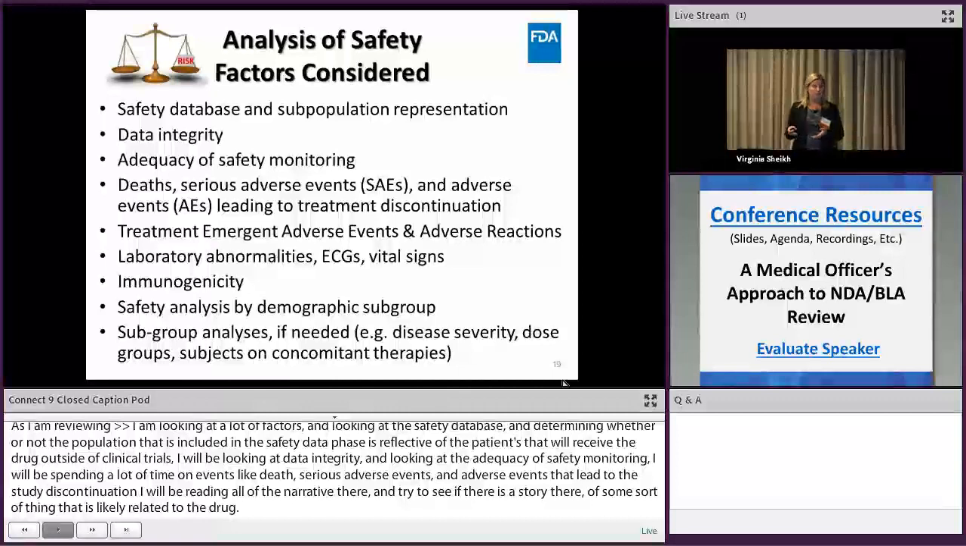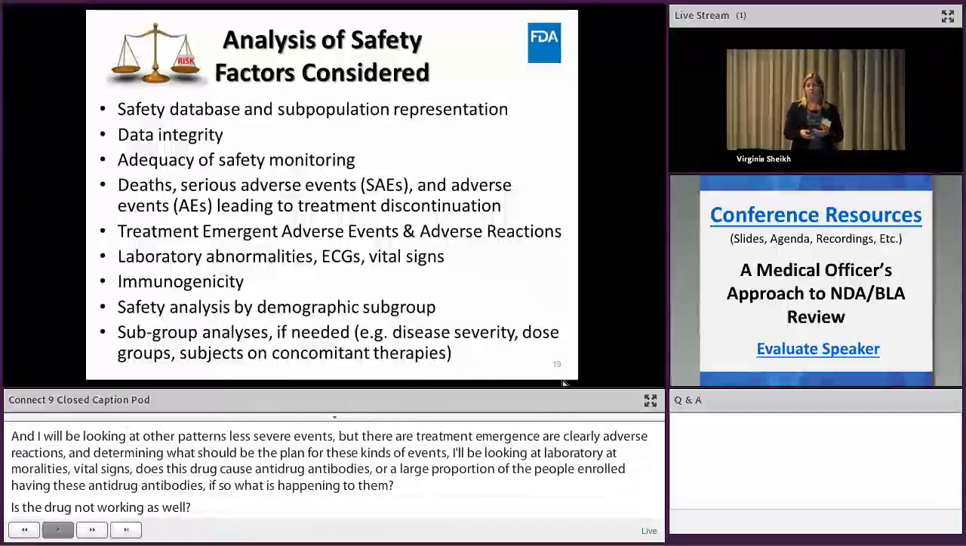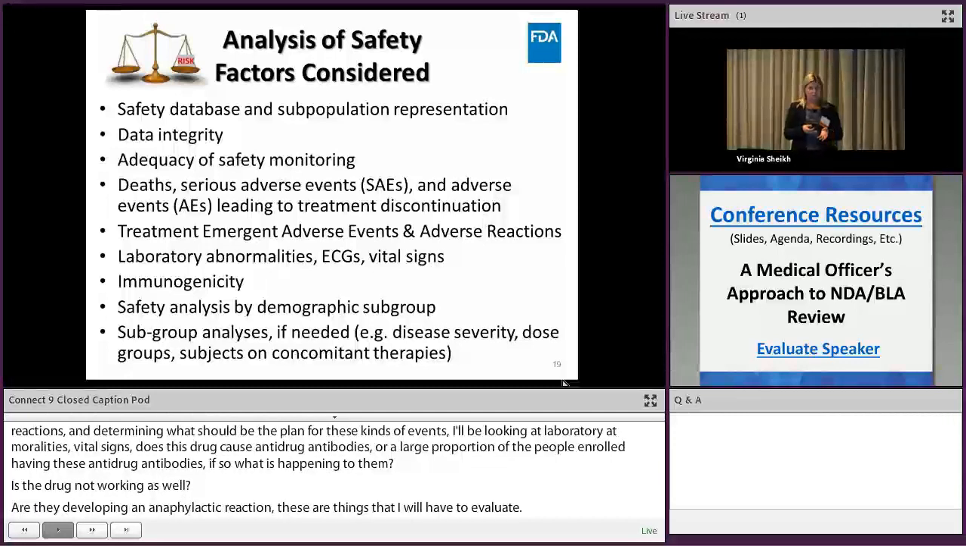And if so, what's happening to them? Is the drug not working as well? Are they developing some sort of anaphylactic reaction? These are all things I'll have to evaluate. I'll also look at safety by demographic subgroup, and then I'll also perform the subgroup analyses as appropriate.